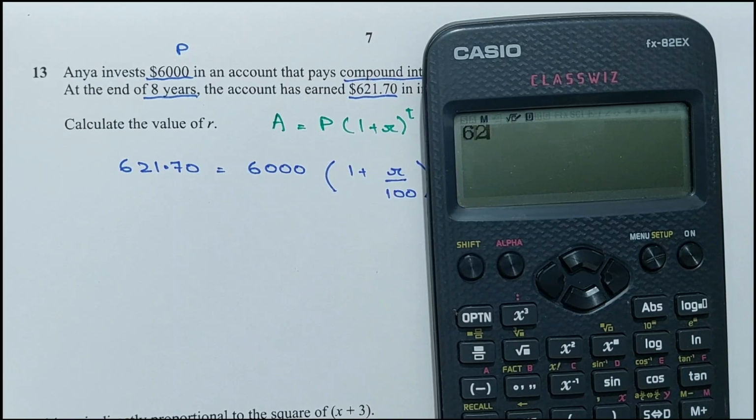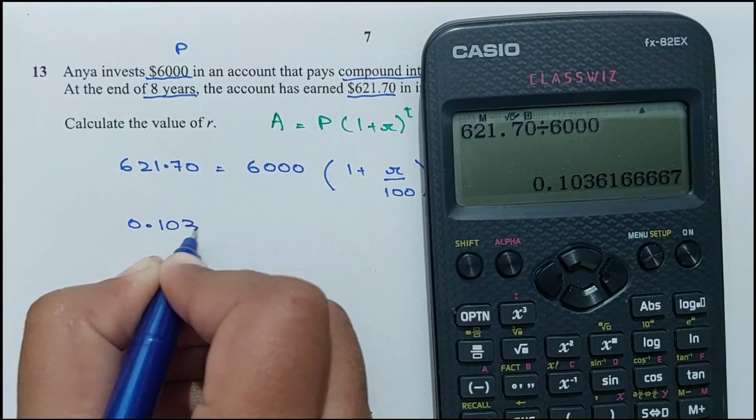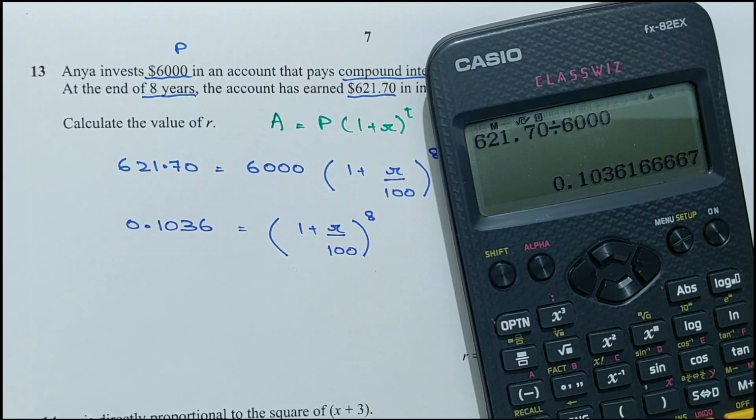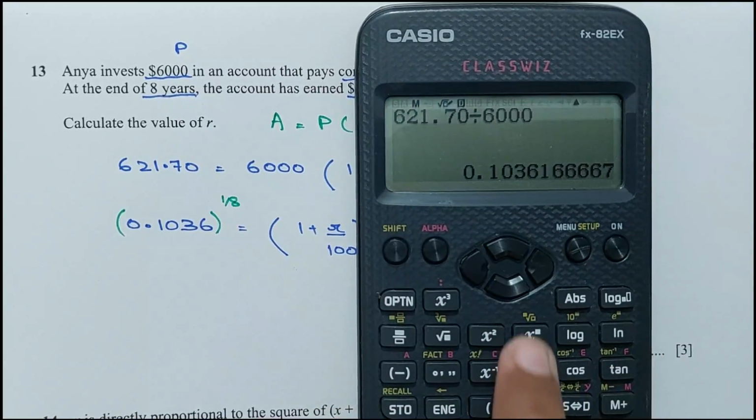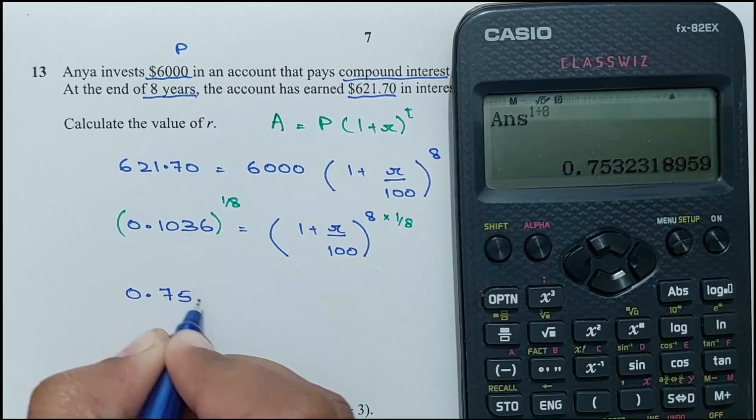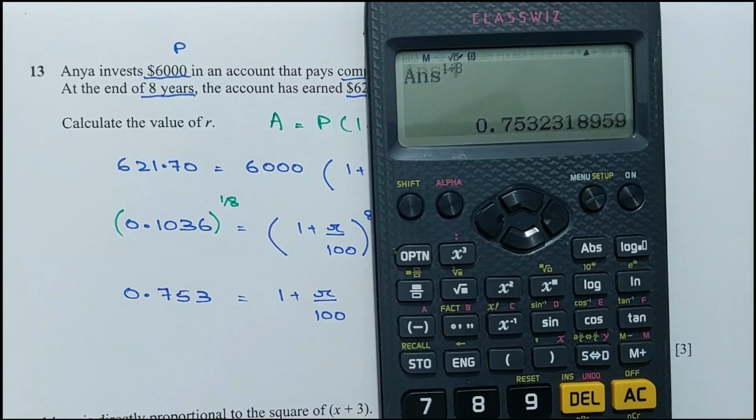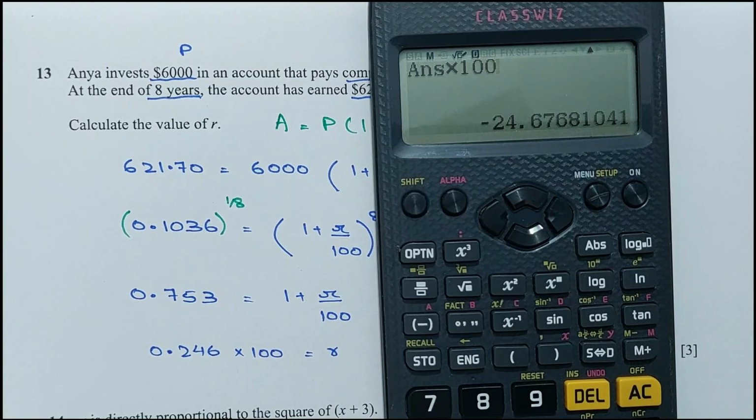For the simplification, this is 621.70 divided by 6,000. This is 0.1036, and this is (1 plus R over 100) to the exponent 8. So taking the power of 1 by 8 on both sides, the power is 1 divided by 8, the 8th root basically. So this equals 0.753, which equals 1 plus R over 100. So subtracting 1, we consider the positive answer because the interest rate can never be negative, so it is 0.246. Then times it by 100 to solve for R.